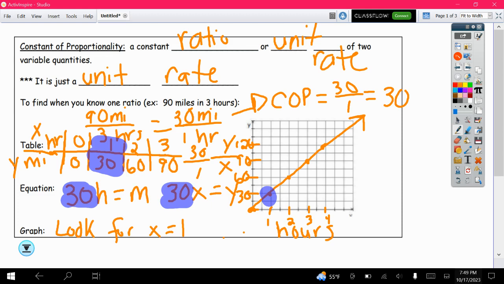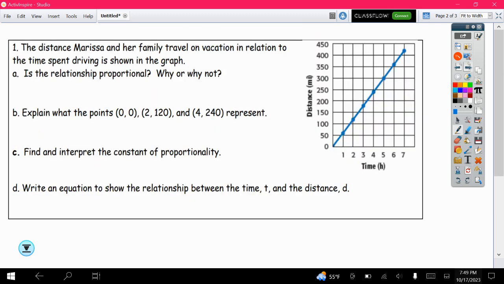All right, so let's go ahead and let's look at an example here. Example 1 says the distance Marissa and her family traveled on vacation in relation to the time spent driving is shown on our graph. So is this relationship proportional? Why or why not? So take a minute, think about if this is proportional or not. Look at our graph and think about what it has to have to be a proportional relationship.